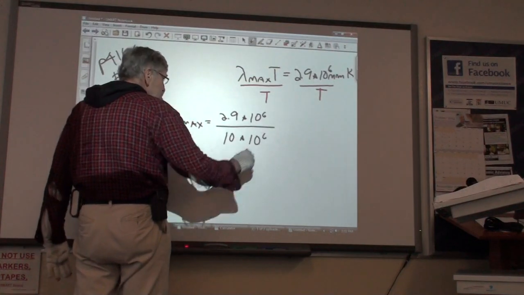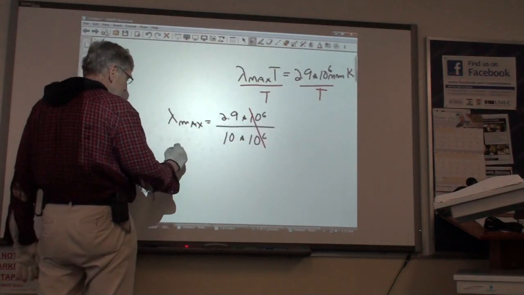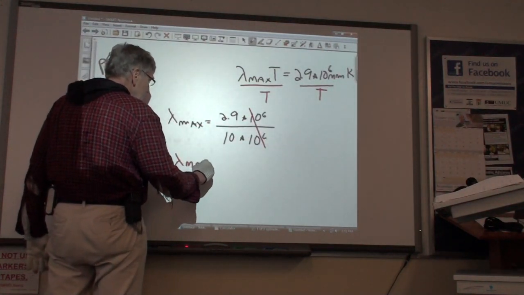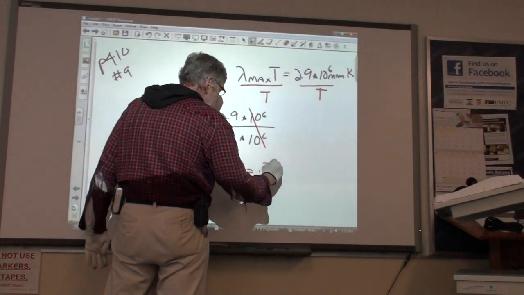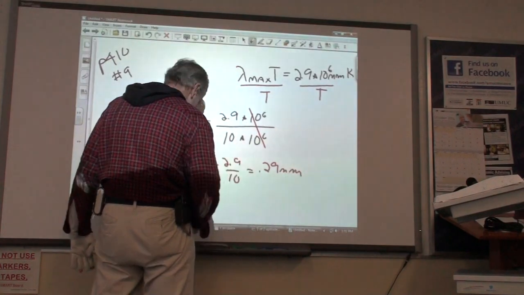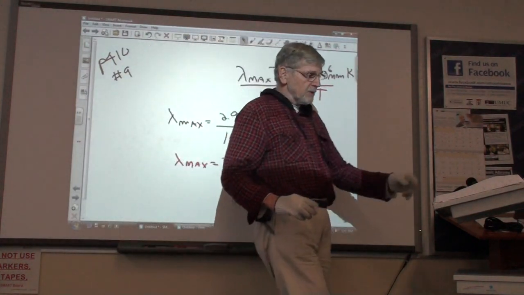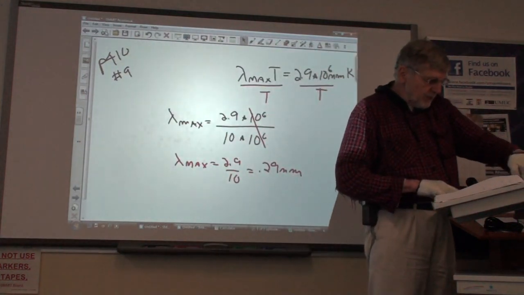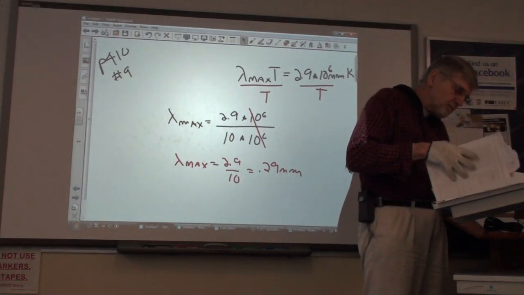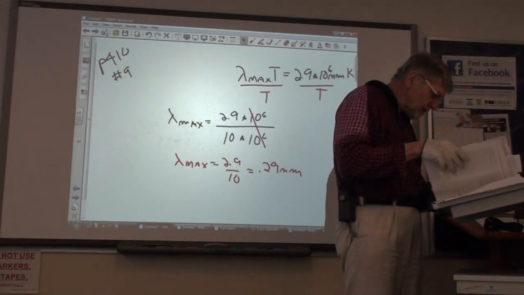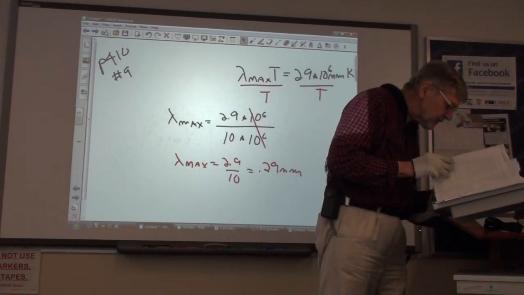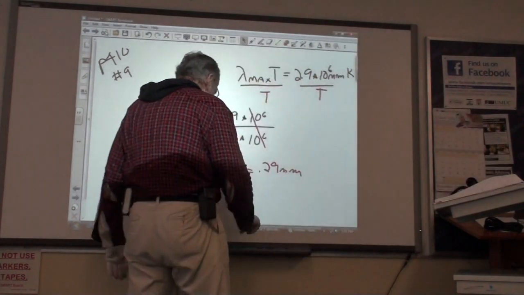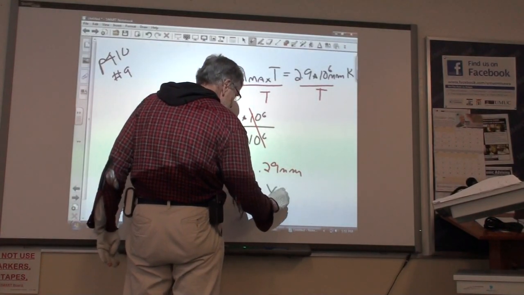So you get a very nice cancellation of 10 to the 6, so that lambda max is equal to 2.9 over 10, which is equal to 0.29 nanometers. Now if you go to the table way back in chapter 4 on page 110, at the top of the page, using the diagram there, you see that 0.29 nanometers is clearly in the range of X-rays.